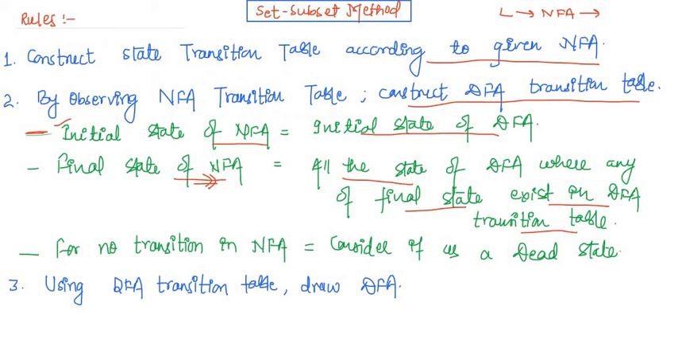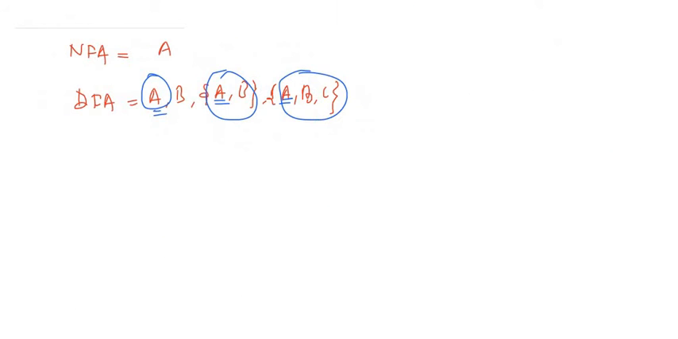And if there is no transition in NFA, because it is not necessary to show transitions for all the states in NFA, as we have discussed already, we have to take it as a dead state in the case of a DFA. And the third step of the subset method is that, using the DFA transition table, we need to draw our DFA, and it is a very simple part. So let us discuss this with one example.